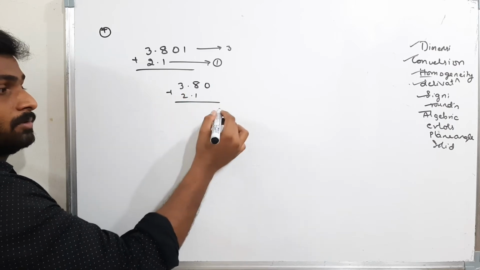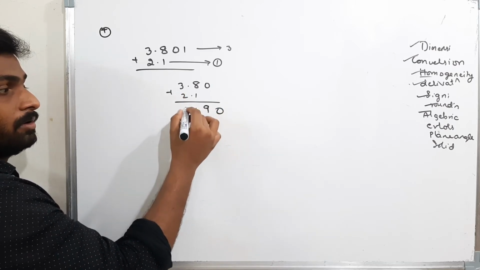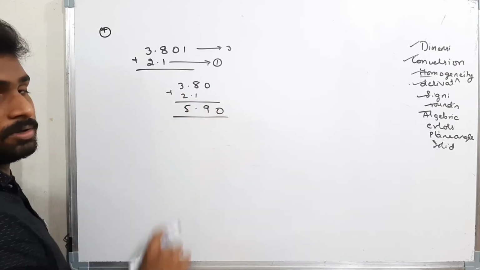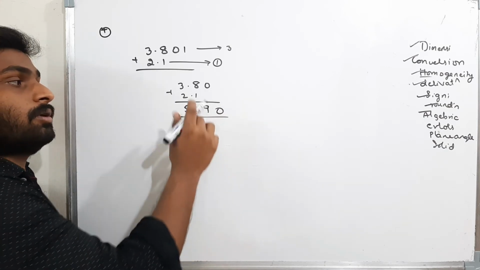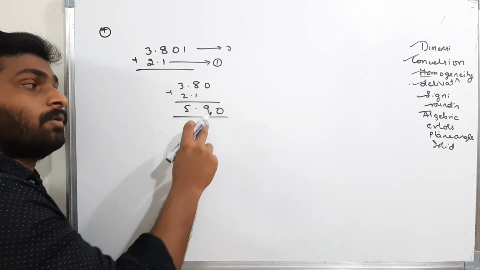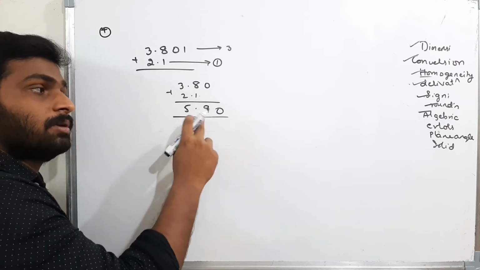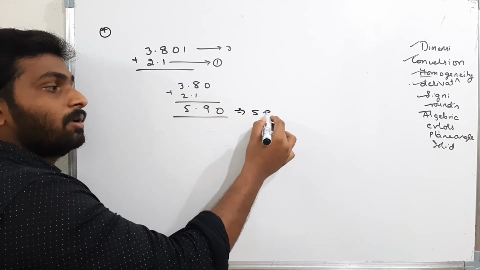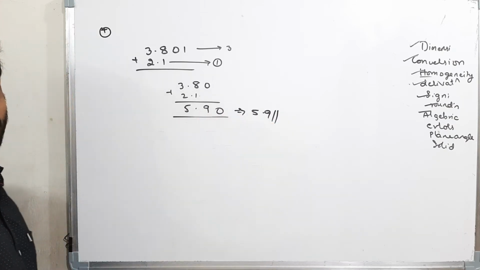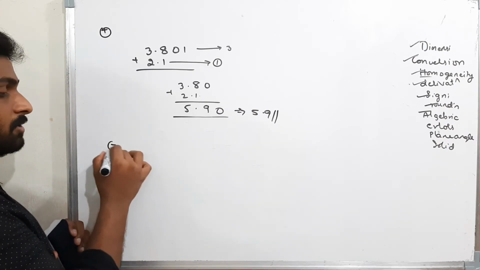2.1. Now we add them. 5.90 is the answer. Okay, well and good. Now least is having only 1 digit after decimal. Therefore, answer also should have only 1 digit after decimal. Therefore, 5.9 is the answer. Okay, and the next one we will see for subtraction.